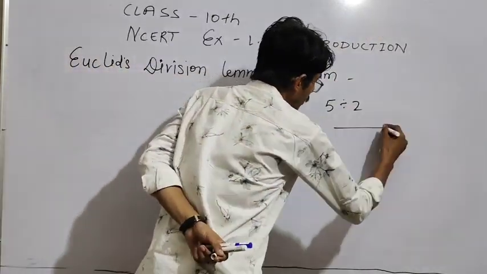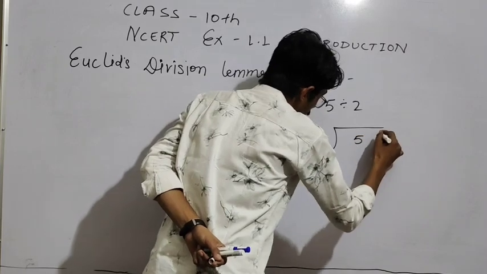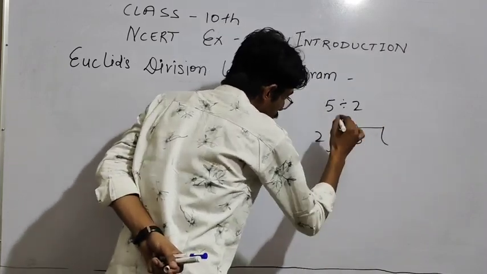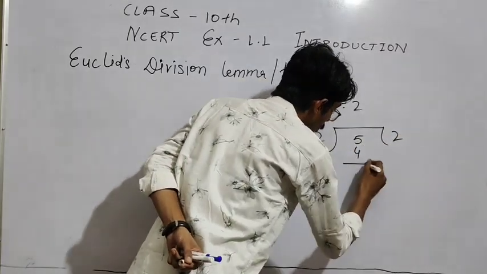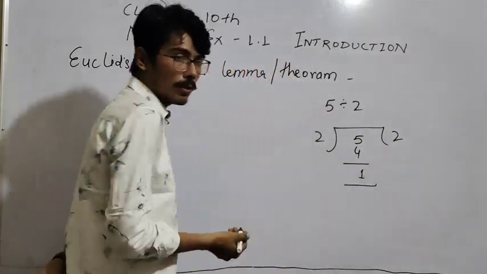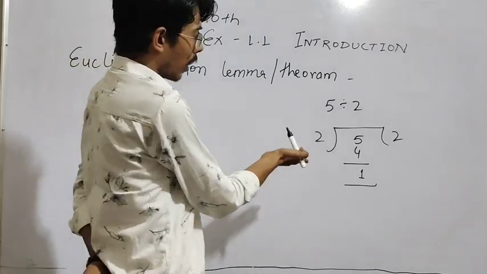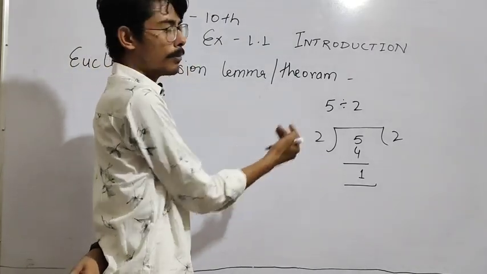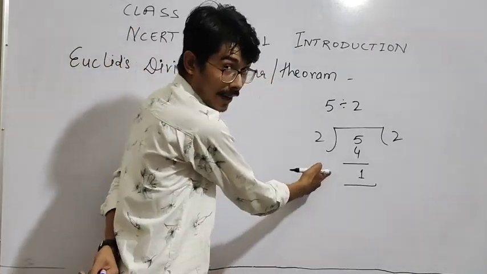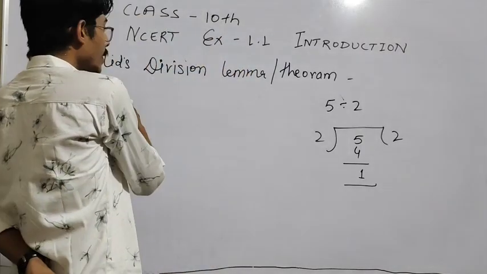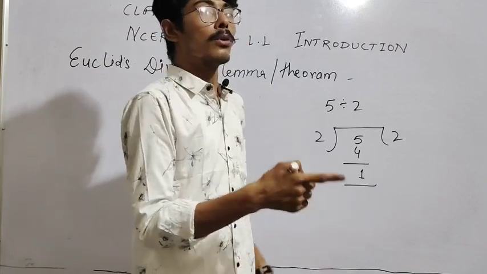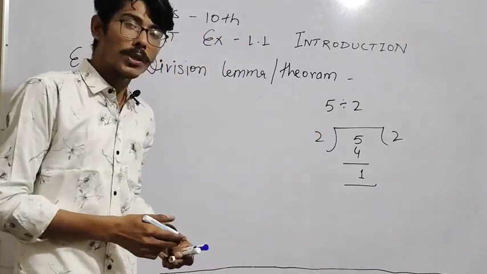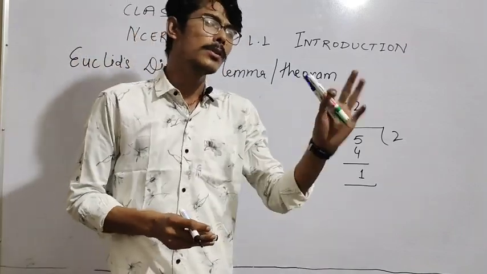We do it like 5, 2 twos are 4 and 1 is left, done. How simple this division is? Very simple. And as simple as this division is, using Euclid's division lemma to find out the HCF of any two positive numbers is that simple.